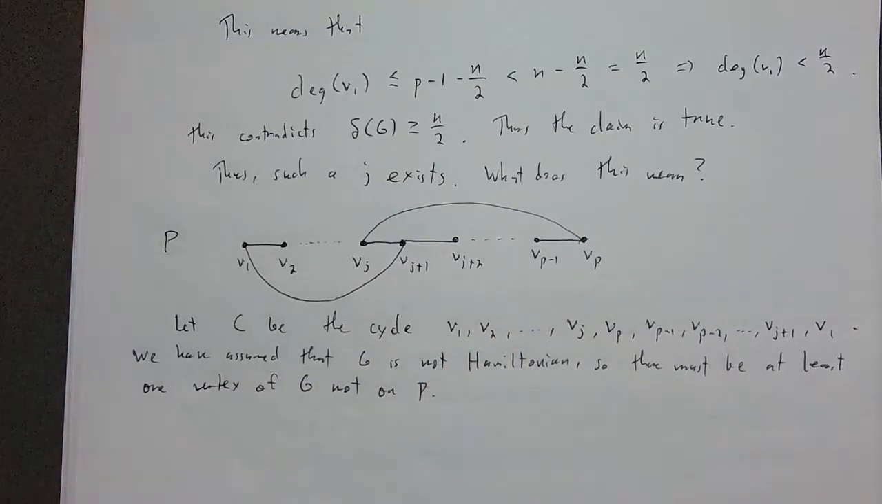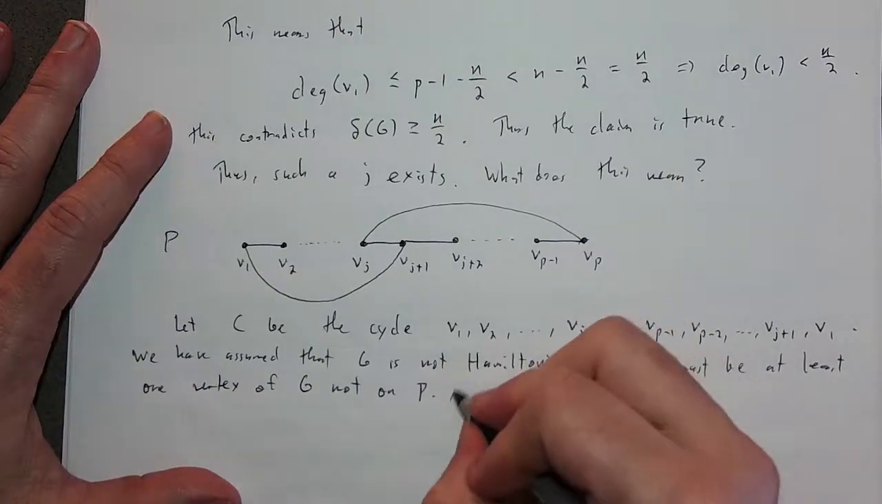Again, the reason for this is that if there was not such a vertex, then this cycle C would be a Hamiltonian cycle of G, which would make G Hamiltonian. Okay, so there has to be at least one vertex of G not on P.